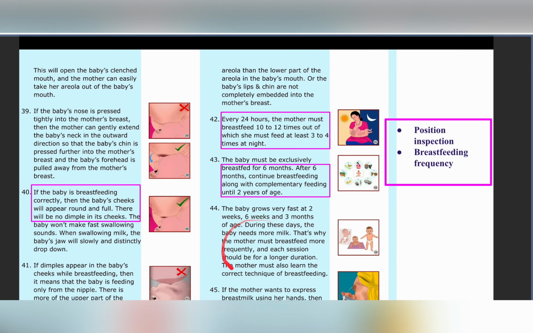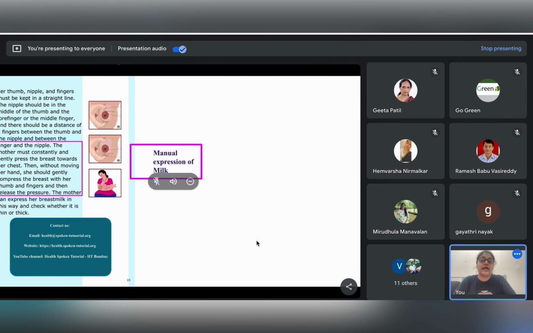So during these growth spurts, definitely proper nutrition should be given to the babies to ensure proper growth and development, right? And point number 45, which is very important and which needs to be taught to young mothers, and needs to be taught properly to all women, is the correct method of expressing breast milk.